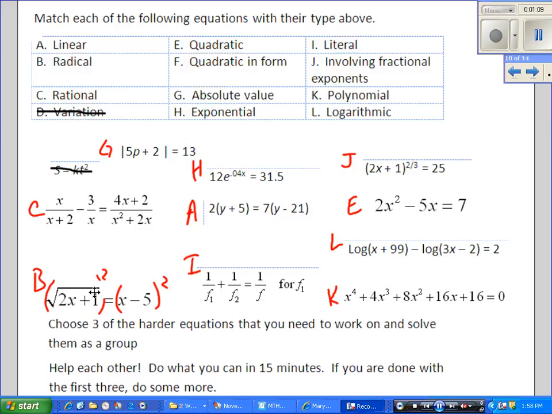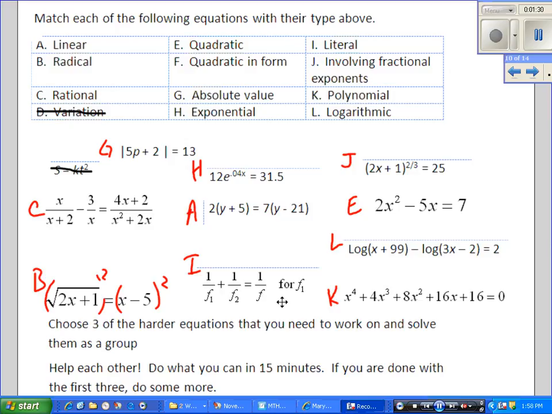And the one with the square root, that has to be a radical equation. This one, the variable's up in the exponent, so it's an exponential equation. This one is a nice one. There's no powers, there's no roots, nothing messy, no fractions. This is a linear equation. This one's a little harder. This is what we call a literal equation.